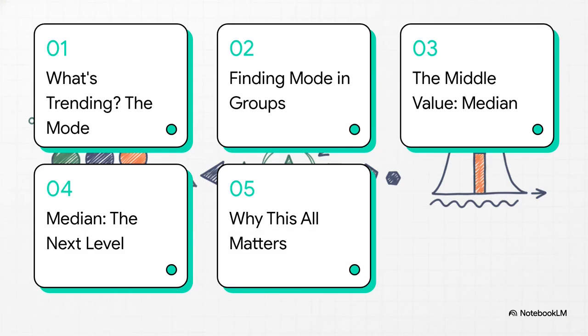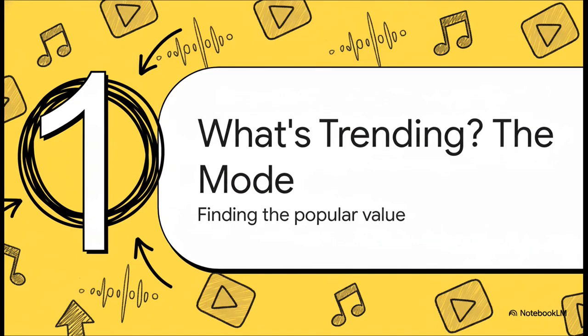So here's our game plan for today. First, we'll figure out what's trending in our data. That's the mode. Then we'll get a formula to find the exact mode when our data is in groups. After that, we'll do a quick refresh on the median before taking it to the next level. And finally, we'll talk about why any of this actually matters. Sound good? Let's go. All right, first up, the mode.